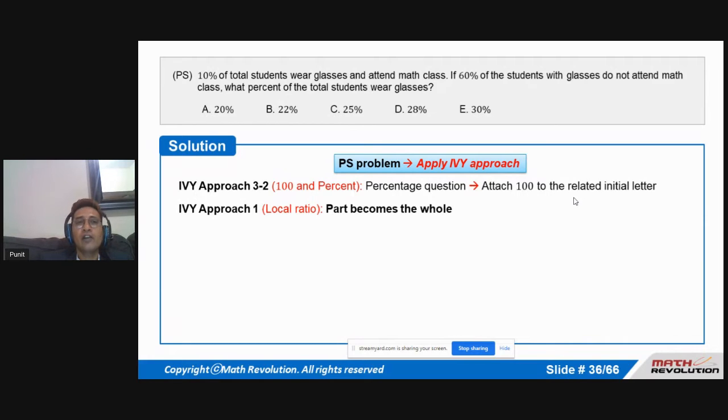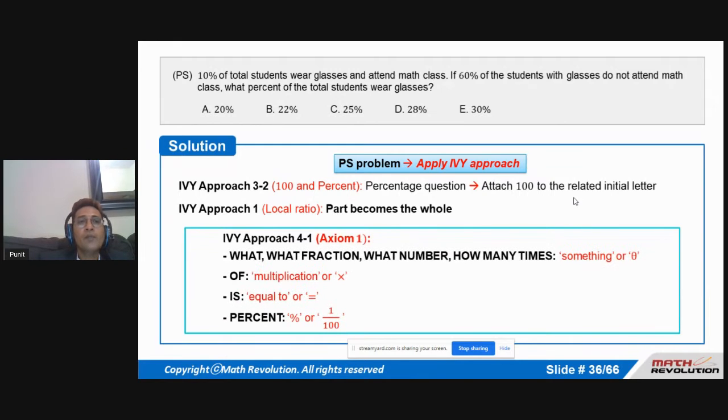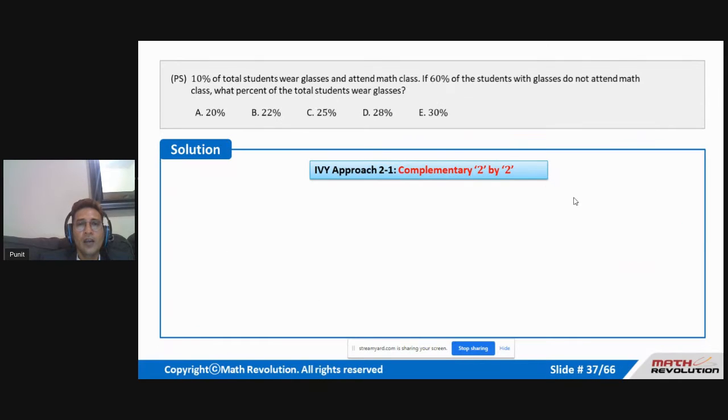Second, what percent of the total students wear glasses? If there happens to be a local ratio, the part becomes the whole. And third, what percent of the total students? That's the Axiom 1 application. So we need to be very much aware of what is what, and what percentages are. So let's draw the complementary 2 by 2 table, when we know that there is a word called "do not" and "attend." It's a percentages question, the initial is students.